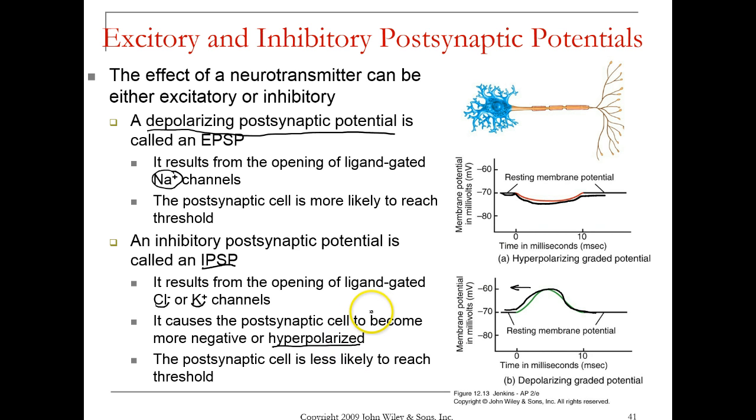That means it's going to be less likely to reach threshold. So if we dip down from negative 70 to about negative 75, we are even further away from the threshold. Normally we would go from negative 70 to negative 55. That'd be a plus 15 millivolt change. If we hyperpolarize the membrane down to negative 75, we've got to have a plus 20 millivolt change. So we made it less likely to hit that threshold. So we call it an inhibitory postsynaptic potential.